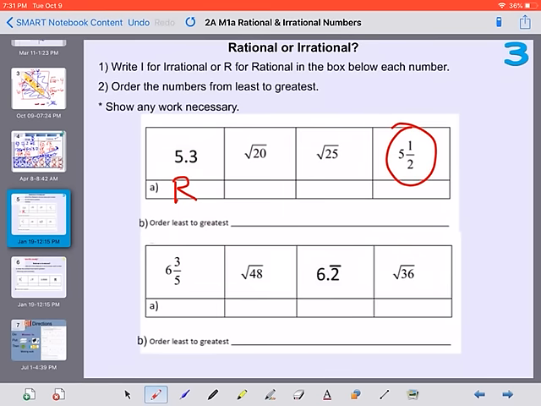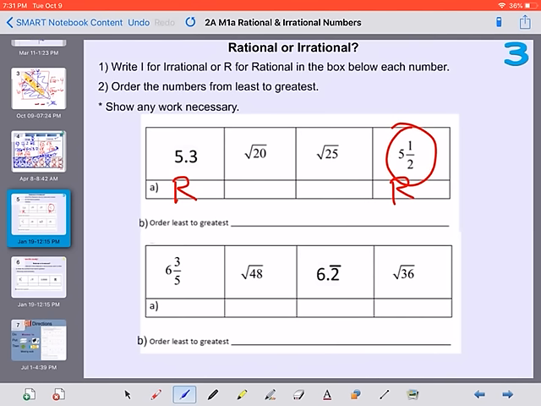So already this one over here, I already know that that's a rational number because we can write that as a fraction, 5 1/2. If we wanted to, we will learn later this chapter how to convert that to an improper fraction. And then we have two square roots.